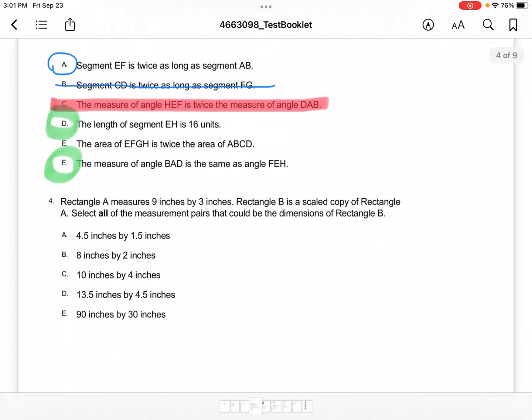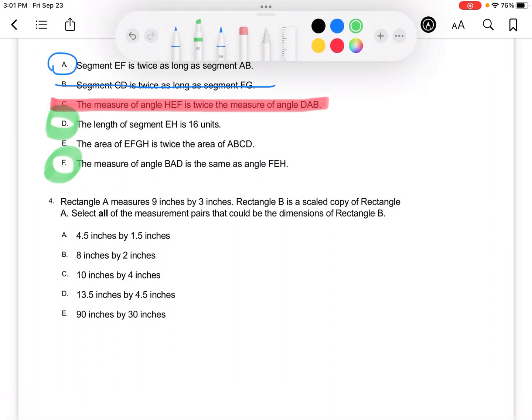All right, rectangle A measures 9 by 3 inches, and rectangle B is a scaled copy. So they have to have the same unit rate or constant of proportionality. They have to have the same scale. So 9 by 3. I'm going to do 9 divided by 3, and I get 3/1. So every other combination has to be 3/1. So 4.5 divided by 1.5, well, that's going to be 3/1.